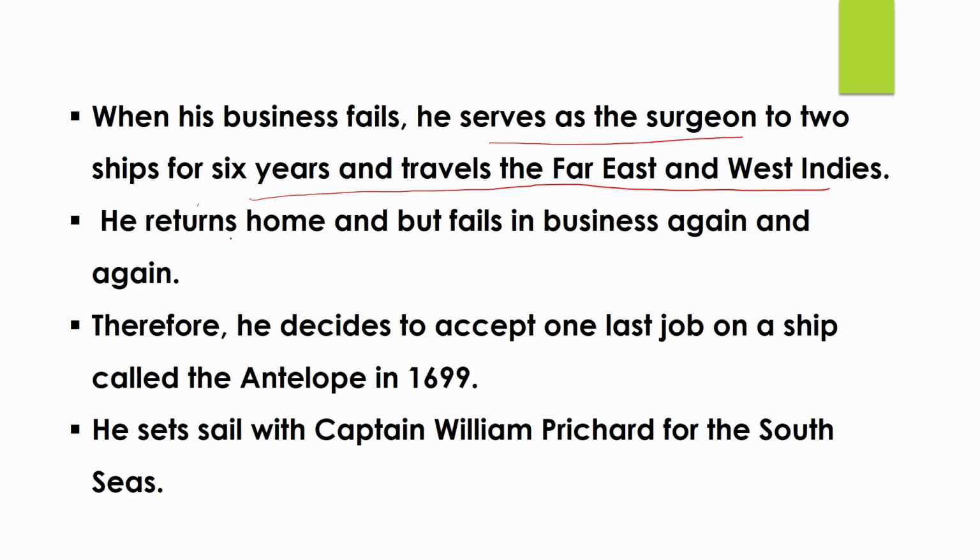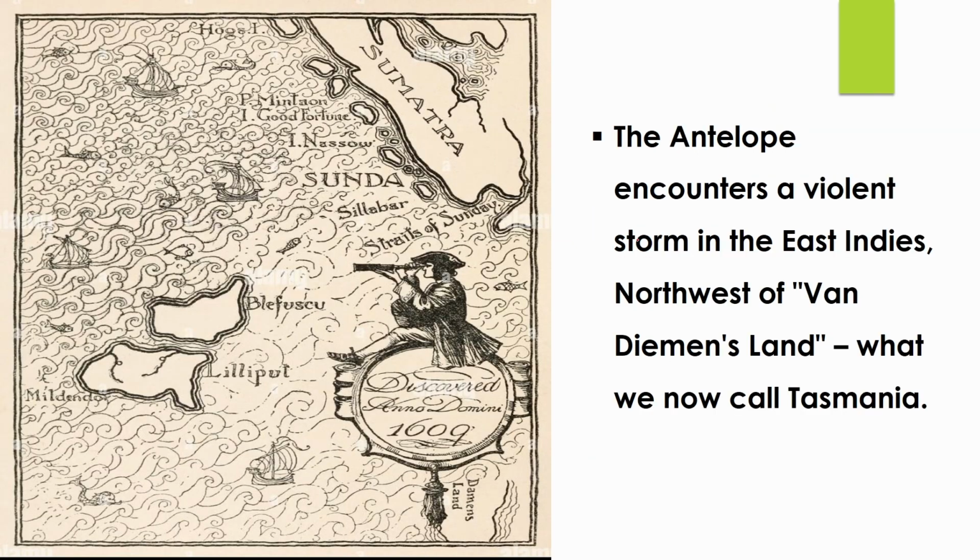When Gulliver is ashore, he enjoys observing the customs of the people he meets. But even the sea starts to lose its interest for Gulliver and he decides to return home. Gulliver moves his business to various parts of London, but he continues to fail at making a living. Therefore, he decides to accept one last job on a ship called the Antelope in 1699. He sets sail with Captain William Pritchard on the Antelope, heading to the South Seas.